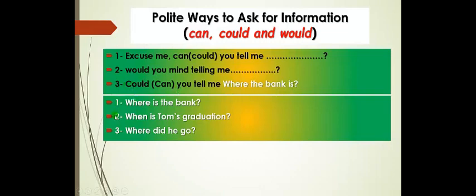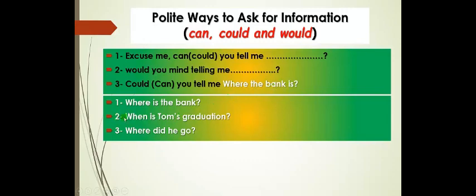Look at number 1 and 2 and 3 under the first column. You will find that where is the bank? So we have where, then the verb, then the noun, the bank. But if you start the question using could or can or would you mind telling me, what will happen to the verb? The verb moves to after the noun or the subject of the verb, like number 3 in the first column. Could or can you tell me where the bank is? So is moved after the subject of the noun.